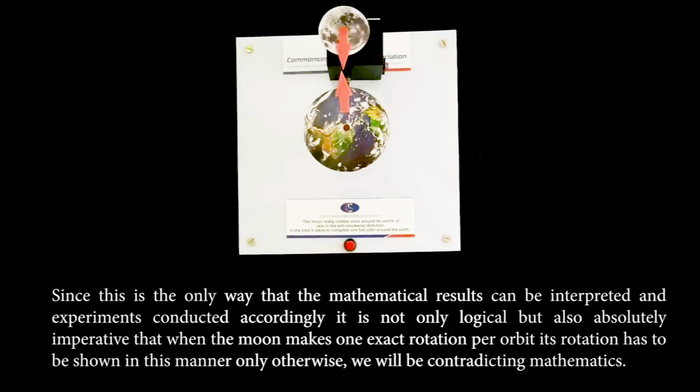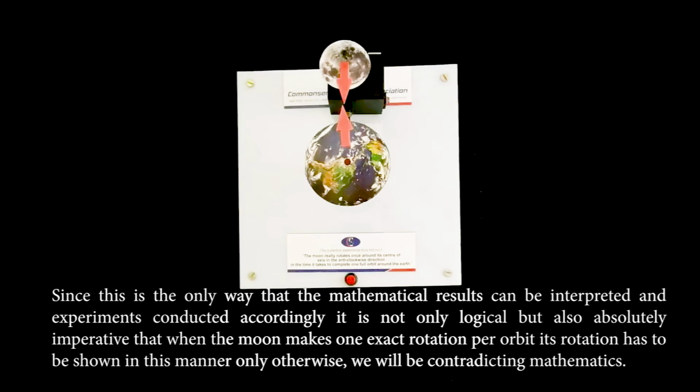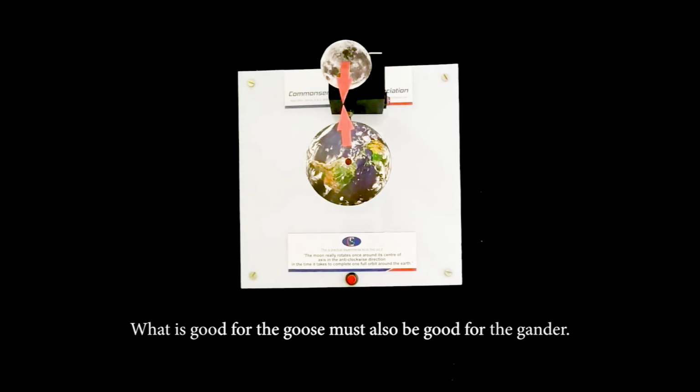Since this is the only way that the mathematical results can be interpreted and experiments conducted accordingly, it is not only logical but also absolutely imperative that when the moon makes one exact rotation per orbit, its rotation has to be shown in this manner only. Otherwise, we will be contradicting mathematics. What is good for the goose must also be good for the gander.